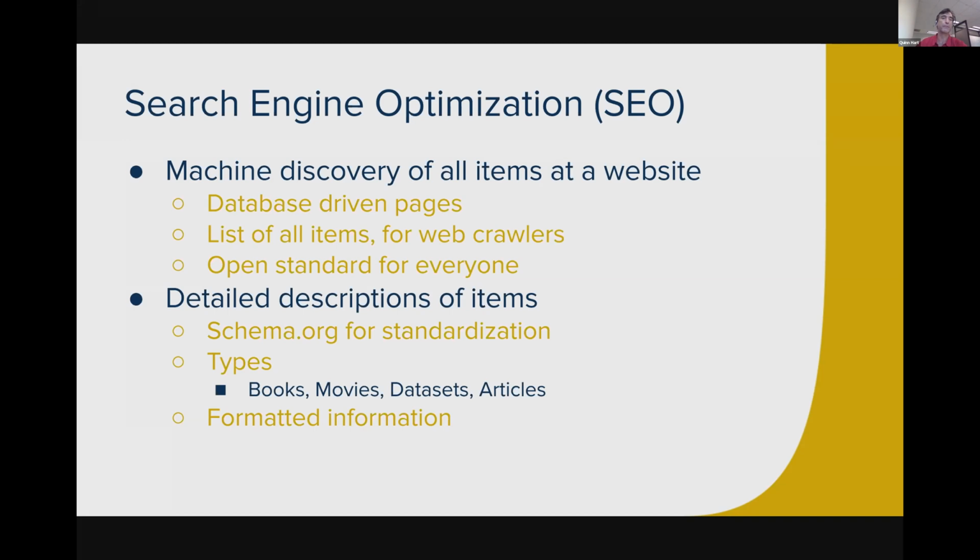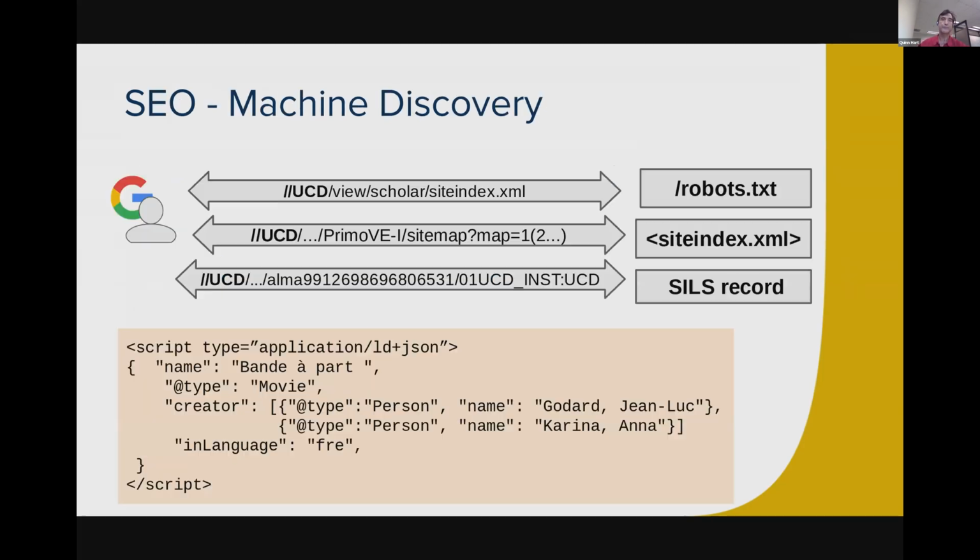And the companion component of that is that when you browse any one of these web pages through the crawler, they expect to have a more detailed description of that particular item. And that's also standardized on schema.org, which is a methodology for describing the metadata. And part of that allows you to talk about different types. So for Primo, that might be books or movies or data sets or articles. And then it's well formatted so that you can unambiguously say, this is a keyword, this is a creator, this is a title that's associated with it.